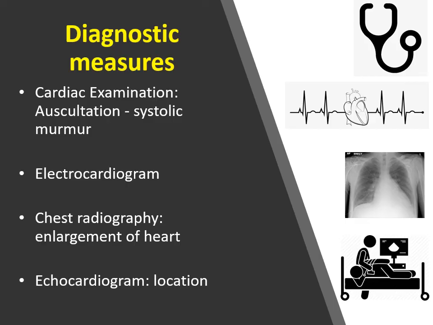Diagnostic measures for all these cardiac conditions which we discussed under acyanotic cardiac conditions with increased pulmonary blood flow include common examinations such as cardiac examination. In cardiac examination, through auscultation, we can hear a systolic murmur, and an electrocardiogram is done to check the ECG, and chest radiography is done to see whether there is any ventricular failure. If there is failure, then there will be enlargement of the heart, and an echocardiogram is done to check the location of the defect.